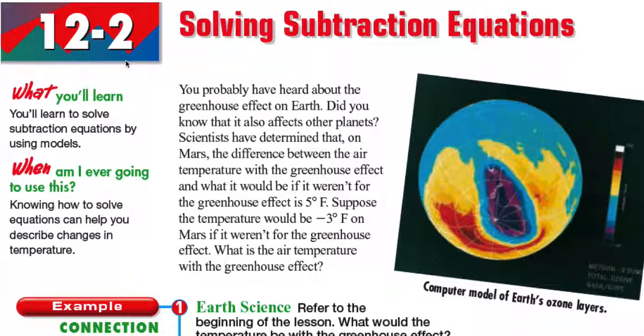Lesson 12-2, Solving Subtraction Equations. In this lesson, you learn to solve subtraction equations by using models. When are you ever going to use this? Knowing how to solve equations can help you describe changes in temperature.